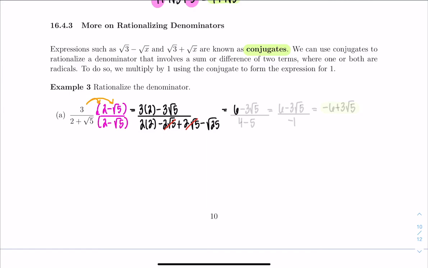On top we have 6 minus 3 square root of 5. And on the bottom we get 4 and the square root of 25 is 5. So that's 6 minus 3 square root of 5 all over negative 1. And when we divide by a negative 1, the signs on the top change. So we end up getting negative 6 plus 3 square root of 5.